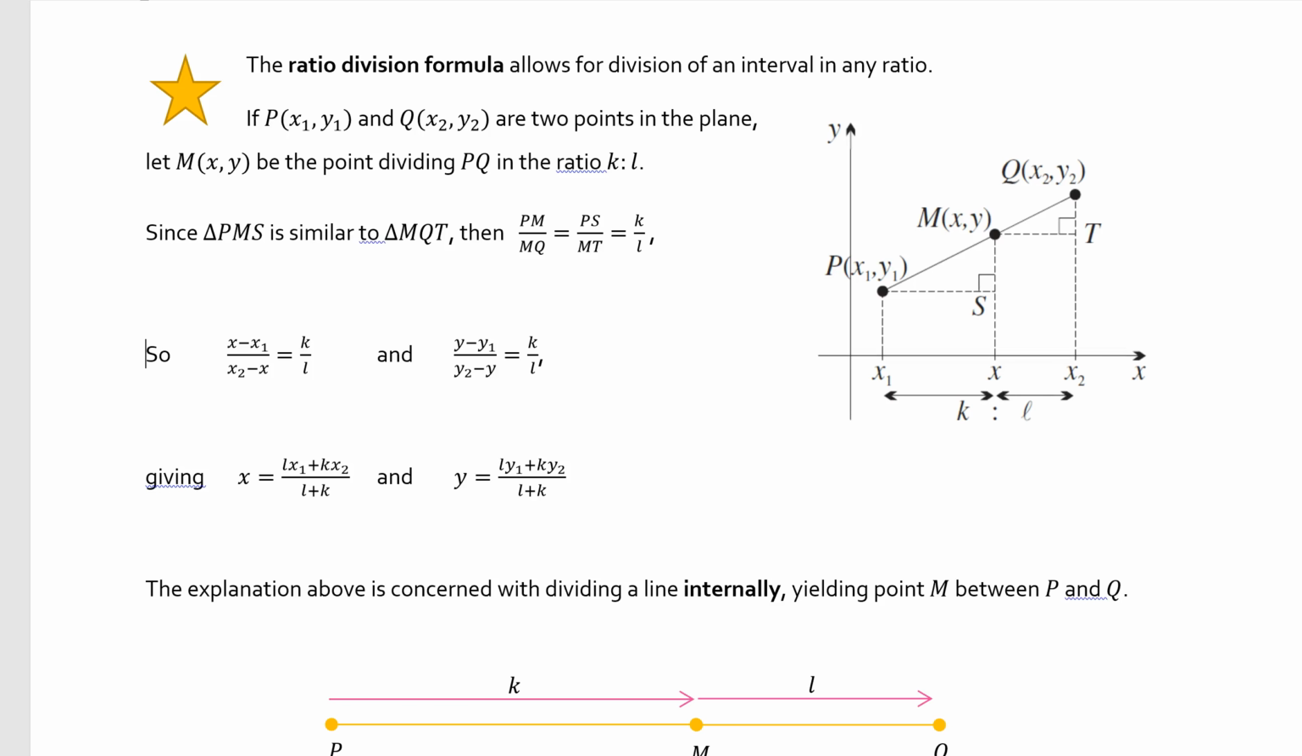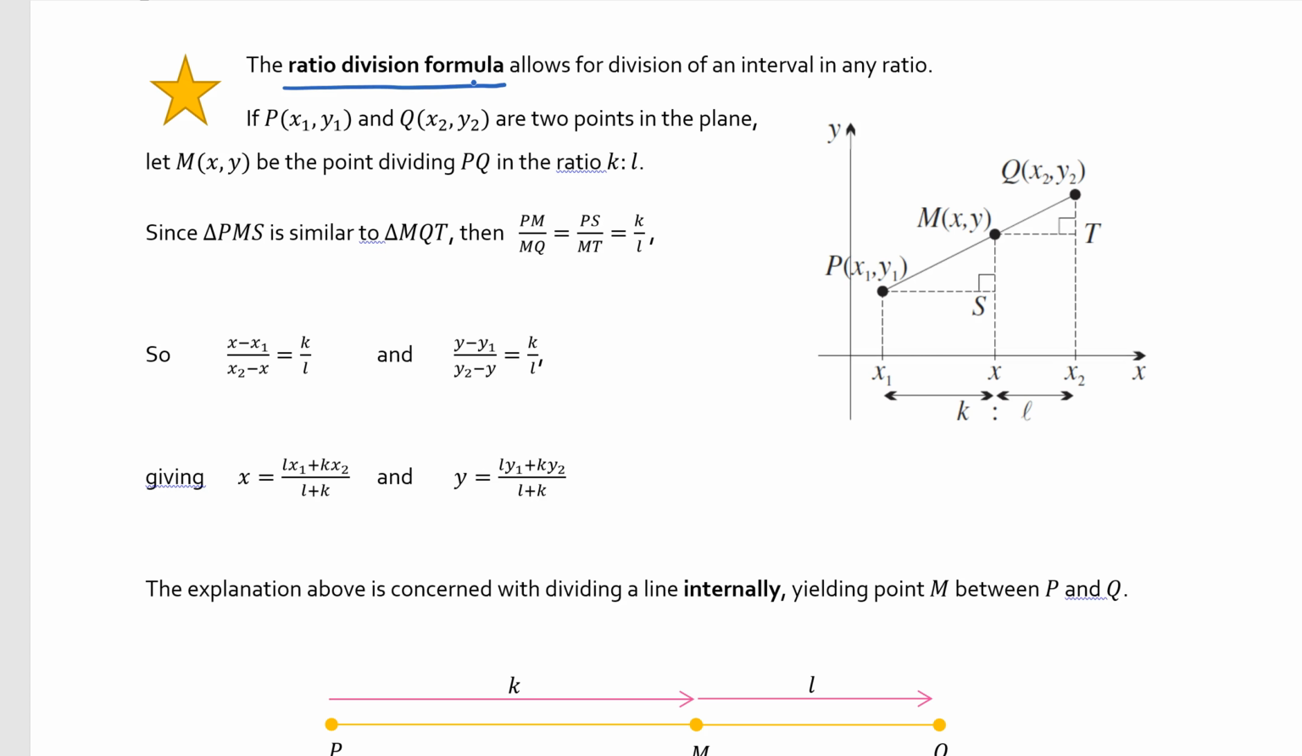Welcome back, mathematicians. Now, the reason I cut the video short and started another one is that this part of the preparation for our first exercise is actually extension material. So it should only appear on Extension 1 papers. And that is the ratio division formula.